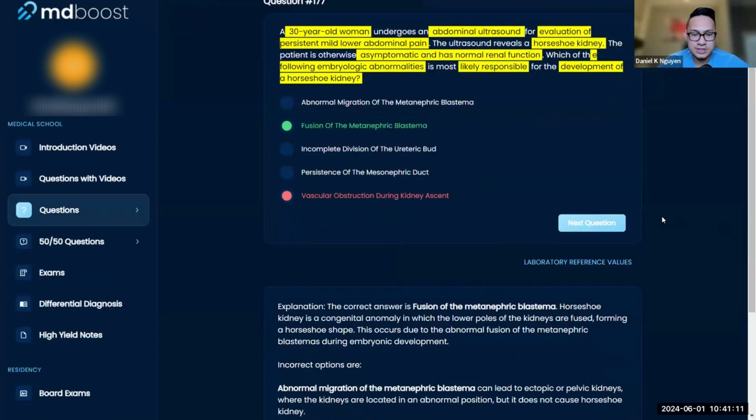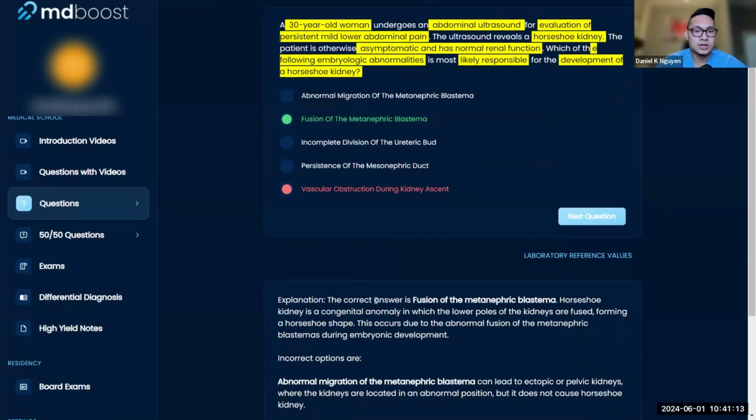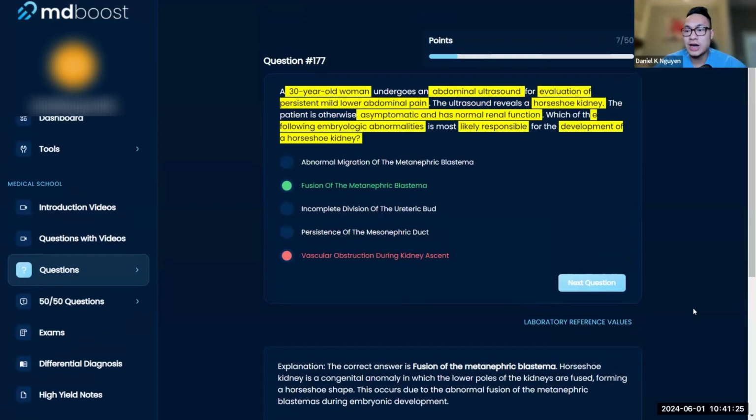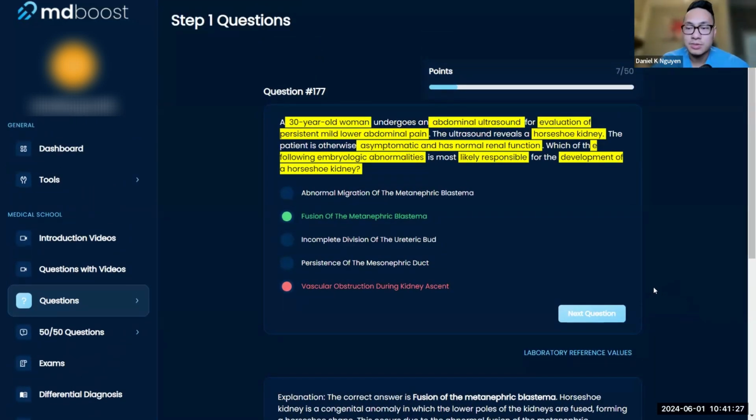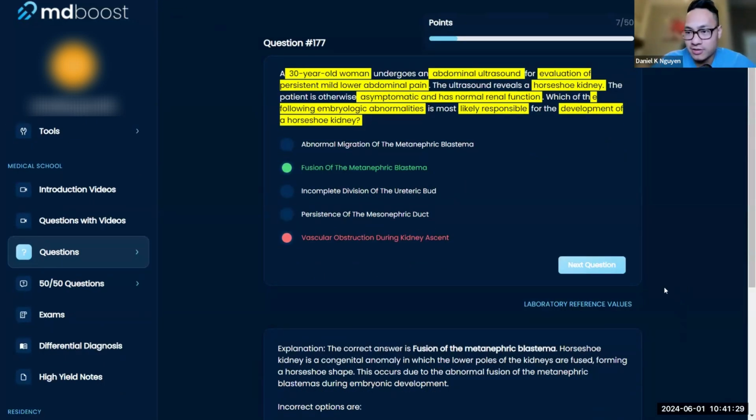So let's talk about this. The correct answer: fusion of the metanephric blastema. Horseshoe kidney is a congenital anomaly where the lower poles of the kidneys are fused, forming a horseshoe shape. This occurs due to an abnormal fusion of the metanephric blastema during the embryonic phase. So you're actually correct in the fact that it gets stuck. But it's like the chicken or the egg, right? The kidneys are not going to really get stuck if they're not fused. Do you understand what I'm trying to say?